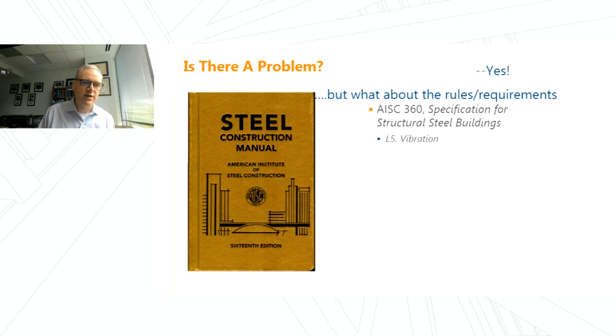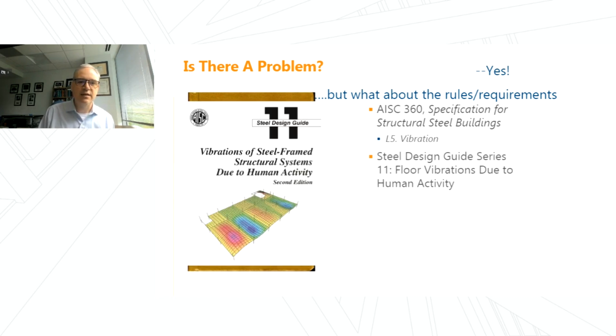Most notably for steel structures, we do have basic guidance from the American Institute of Steel Construction. AISC 360 just tells engineers at a codified level that they need to be considering vibrations for various activities. The Steel Design Guide, Series 11 by AISC, is seminal guidance. It's world-renowned for its benchmarks on vibration performance under human activity, for both offices as well as sensitive equipment considerations.